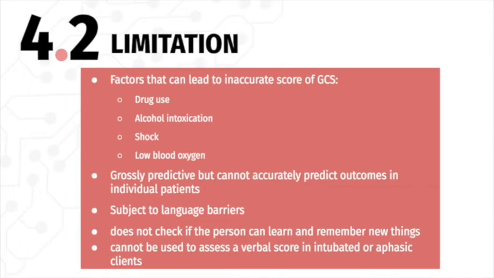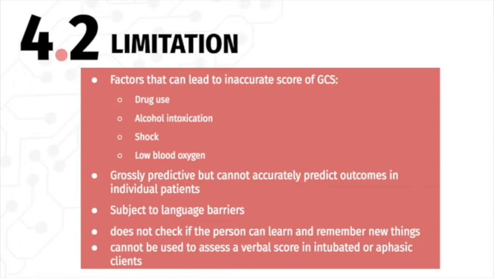Next, the GCS does not check if the person can learn and remember things. A person's ability to form new memories is important in helping healthcare providers predict his recovery after a TBI or a traumatic brain injury. So as we all know, GCS can only measure the level of consciousness of a person.